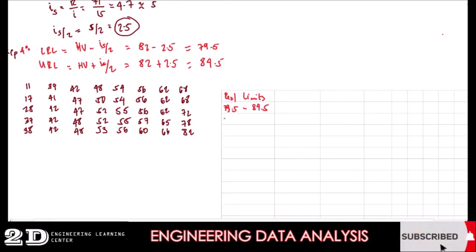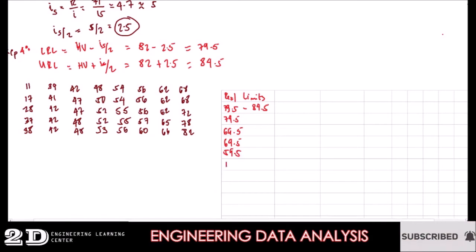79.5 minus 5, so this will be 74.5. And we just go on up to the last interval in which our lowest data could be accommodated. So we have 74.5, then the next lower interval is 69.5, then we have 64.5. You just subtract 5 again.